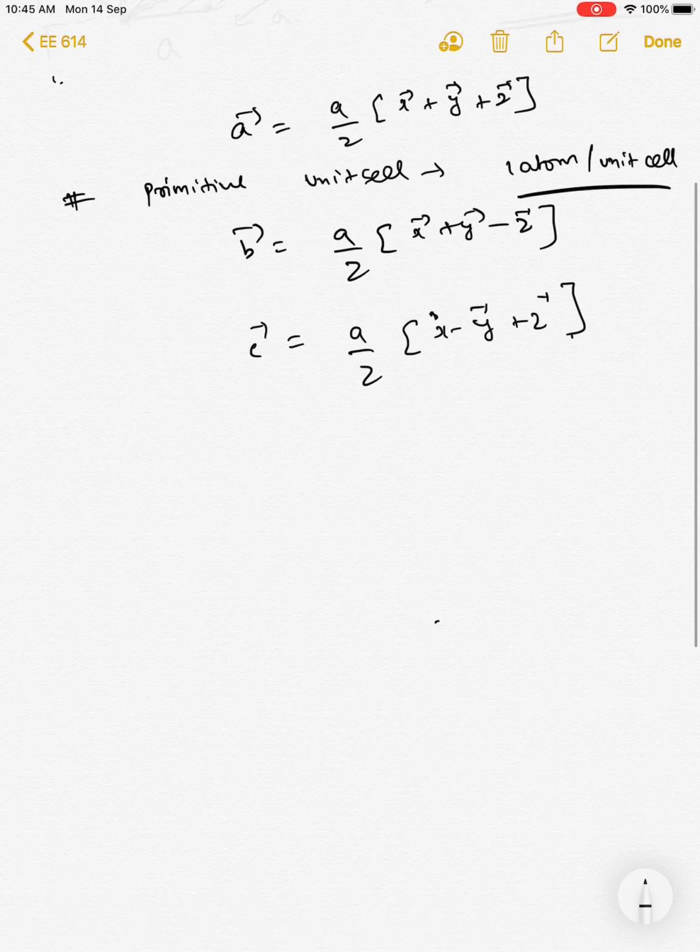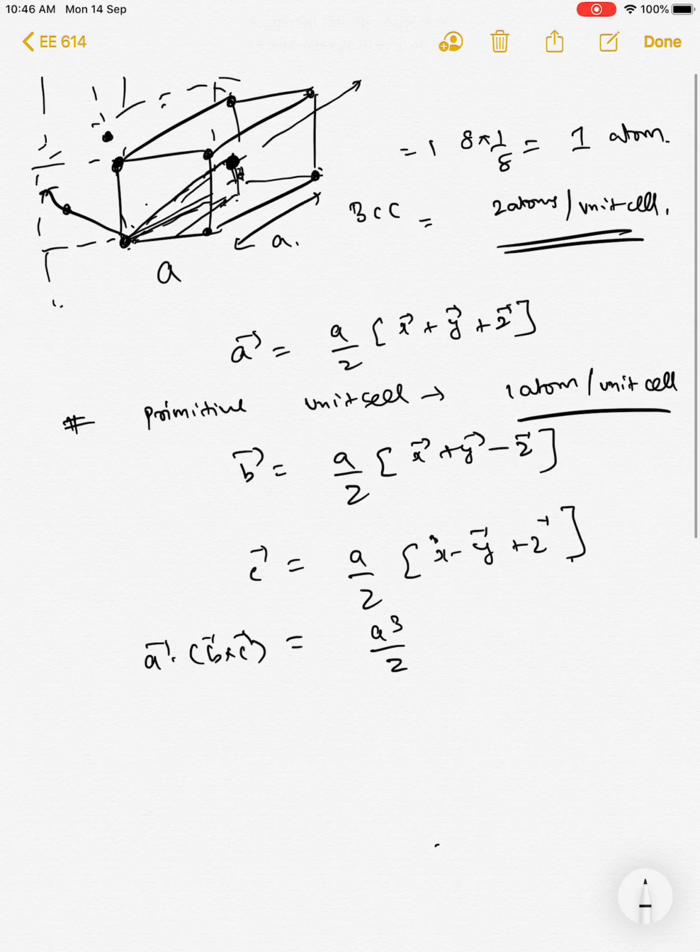If we calculate the volume of the unit cell, which will be a · (b × c), you can see that it will turn out to be a³/2. Now the original cubic volume is a³, and it has 2 atoms, and the primitive unit cell has a volume a³/2. You can easily see that it has exactly half the volume of the original, conventional unit cell, which makes sense.